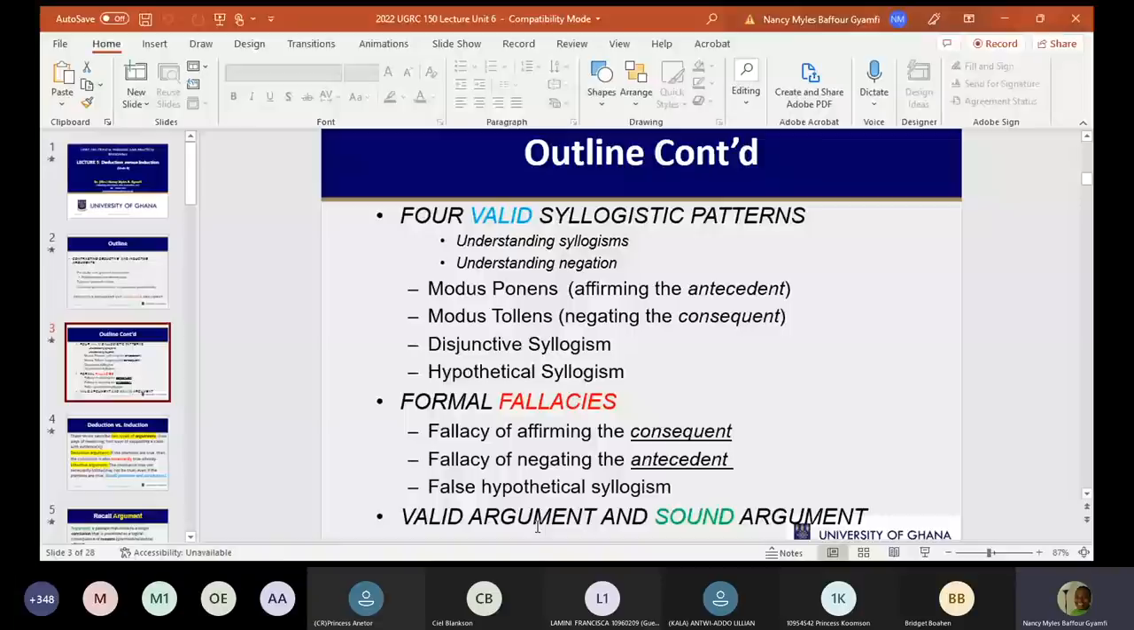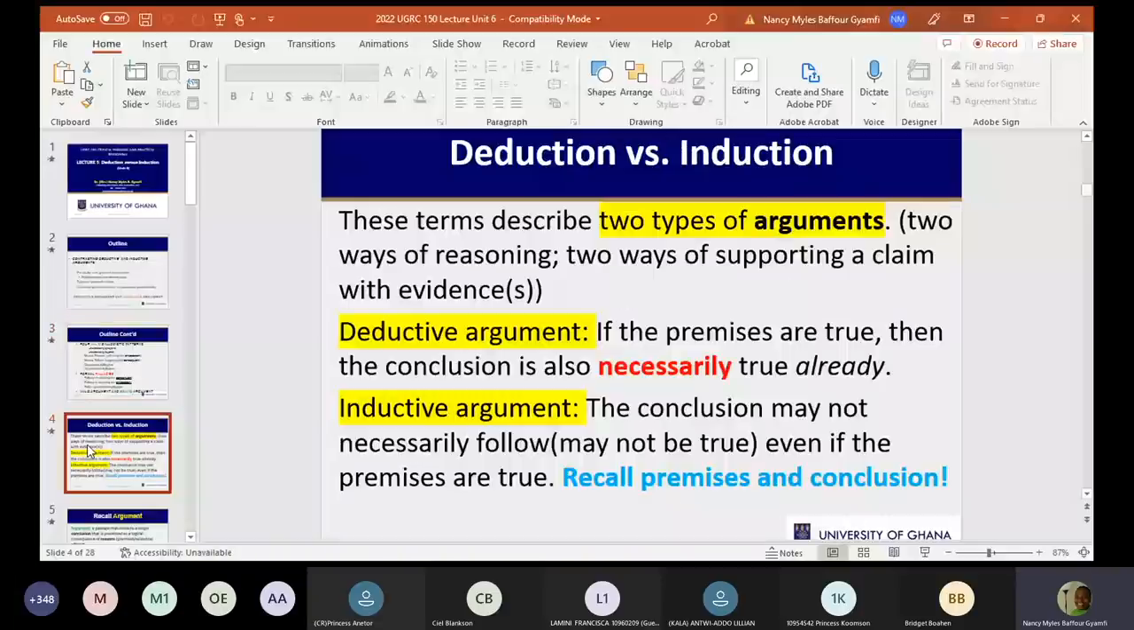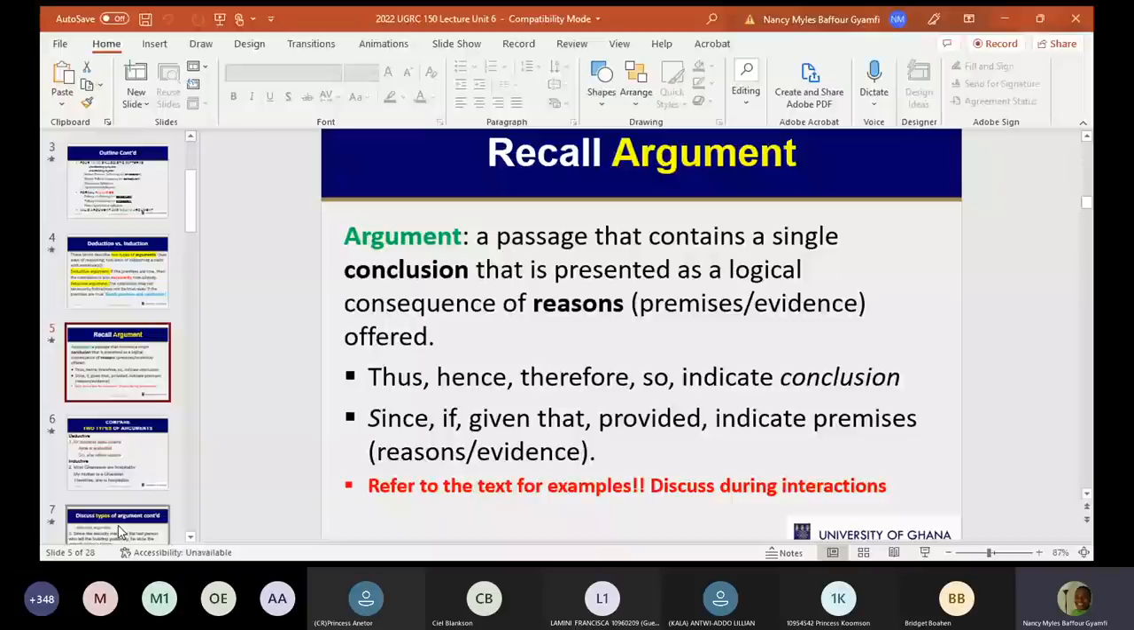The main distinction between deduction and induction are on your screen. I've said that already. Then we revised, we recalled argument, etc. We brought it back to help our members. Reasons leading to what? A single conclusion. Every argument will ultimately have only one conclusion.